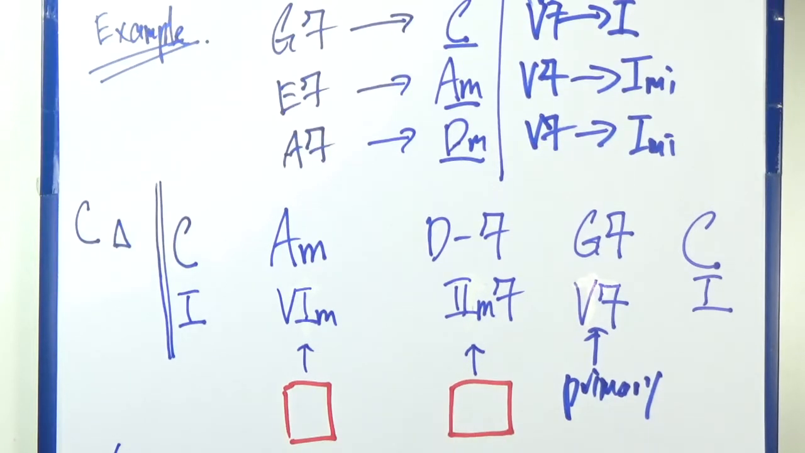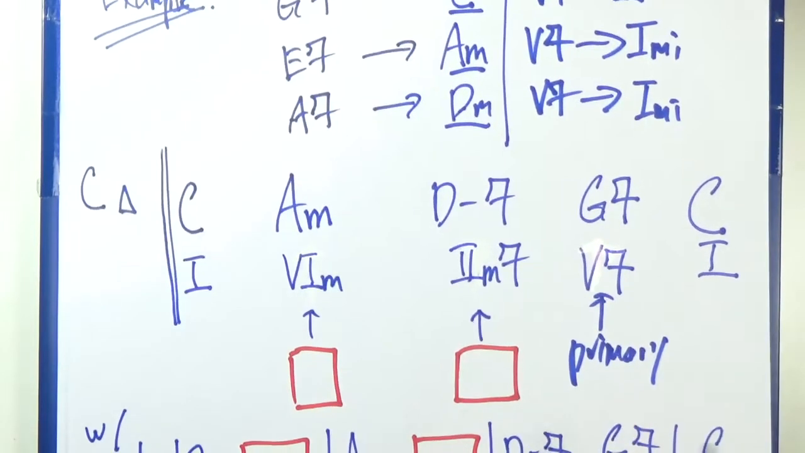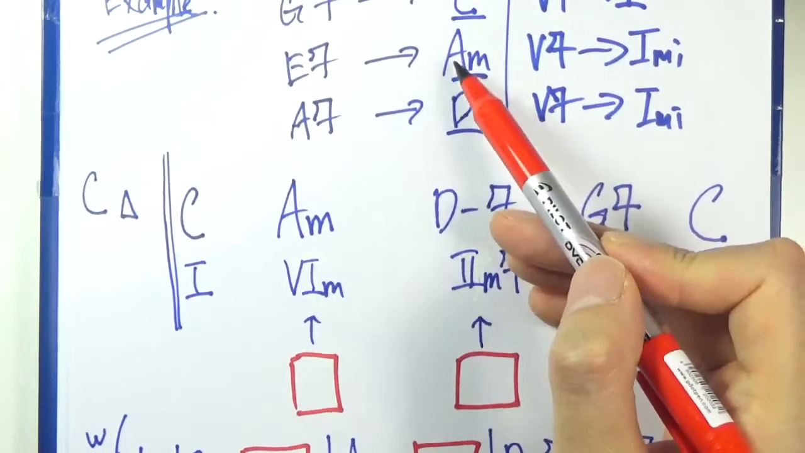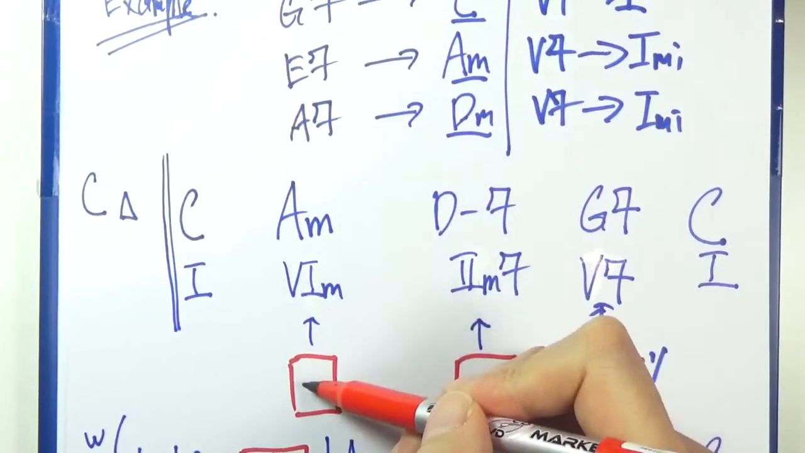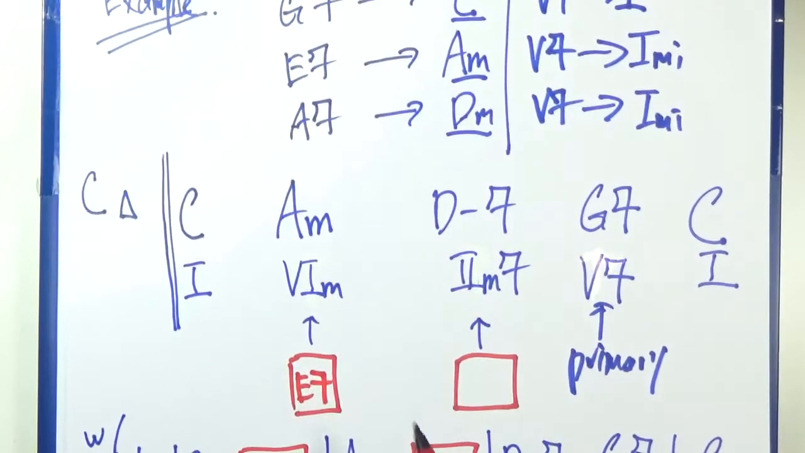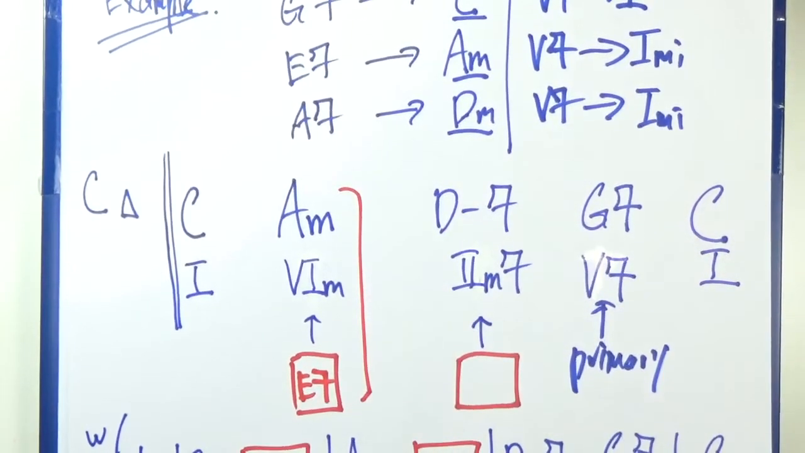For example, we have this A minor chord here. We can add its 5 chord. Coming back up here, A minor, the 5 would be E dominant 7. So we can add E7 right before the A minor, and that way we are creating a mini 5-1 here.